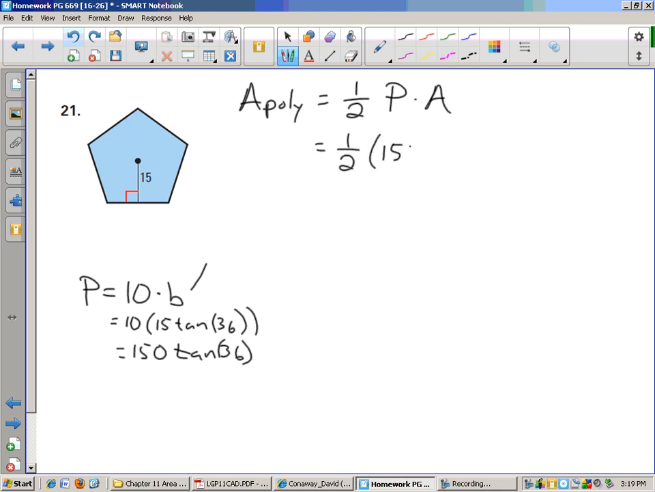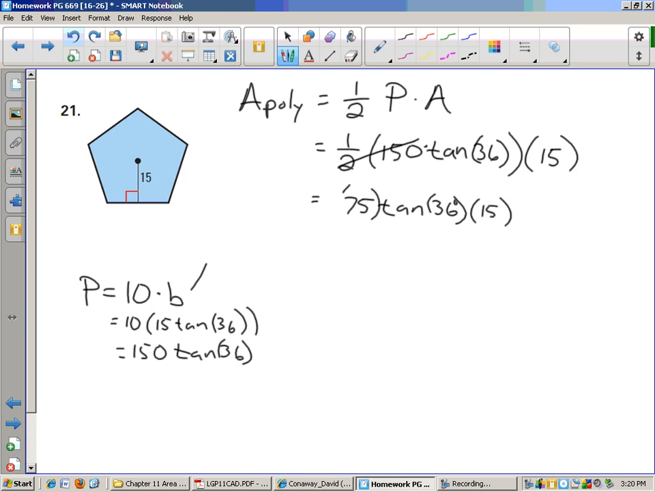So let's do this thing. 1/2 times 150 tan of 36 times 15. Now, remember, this is 150 times tan 36. So I can take a half of 150 without dealing with the tan 36. I can leave that to the end. What's a half of 150? Yeah, so I can cancel those, and I got 75 tan 36 degrees, times 15.